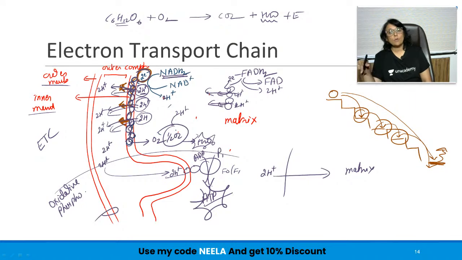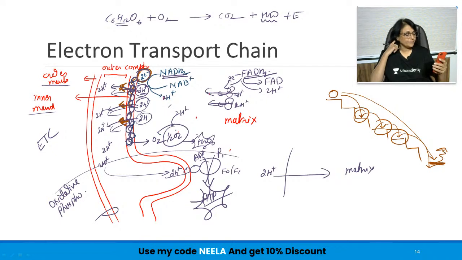That means 2 pairs will go out. When the first pair goes out, 1 ATP; second pair goes out, 2 ATP. That is why FADH2 gives us 2 ATP. Ma'am, hydrogen ions will be there in case of FADH2 also? Yes. FAD, a pair of protons and a pair of electrons.